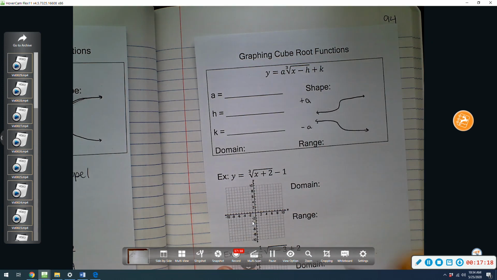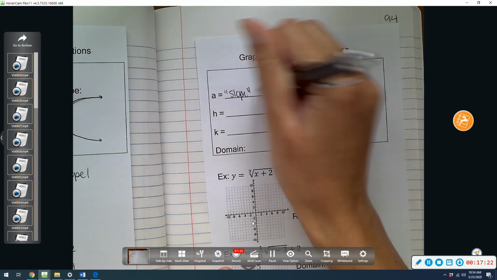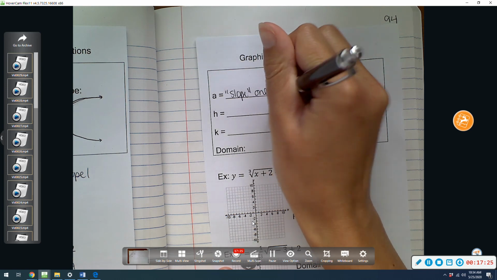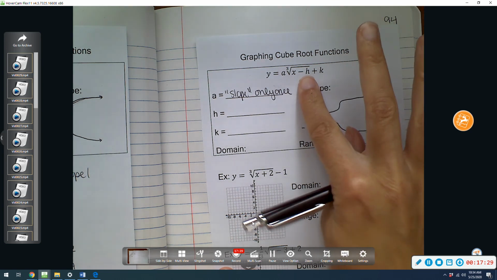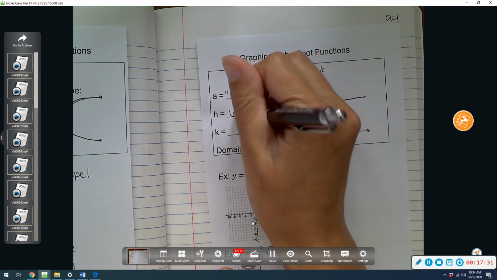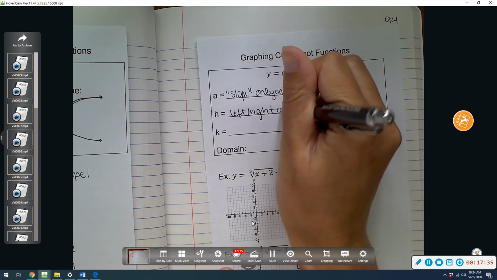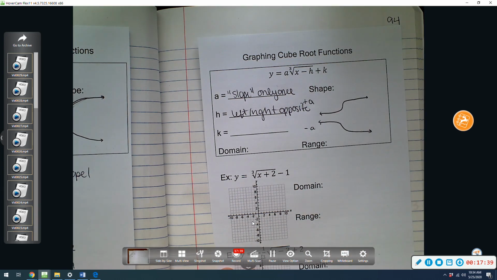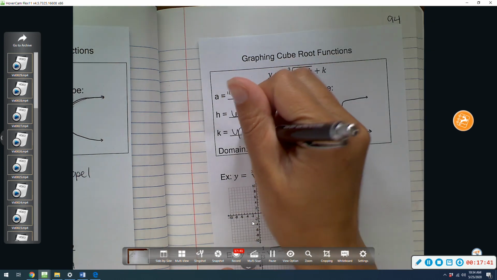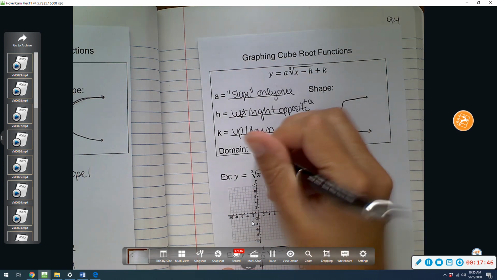But A could also be that slope, so just like with our square root, but we could only do it once. H was still moving me left or right, so it's doing the same thing as the other one, and it was opposite, so left, right, and it's opposite. And then that number being added or subtracted outside is up and down, and it does exactly what it says it does. Like if you see +4, you're going to move it up 4.